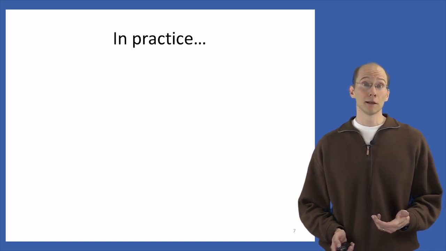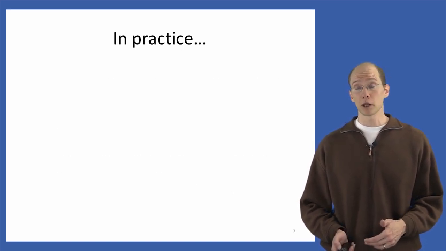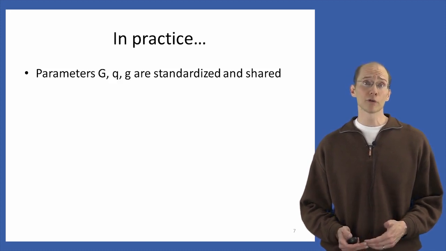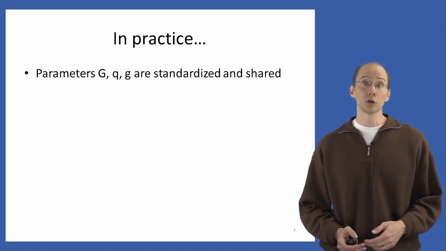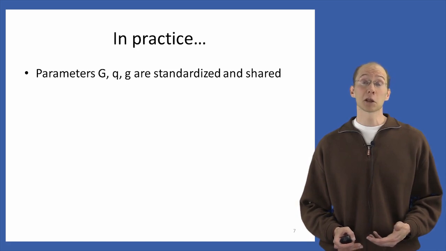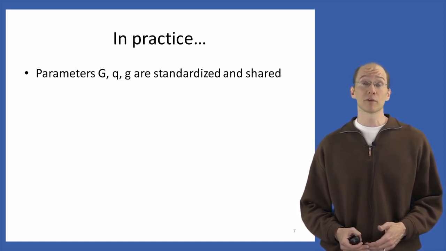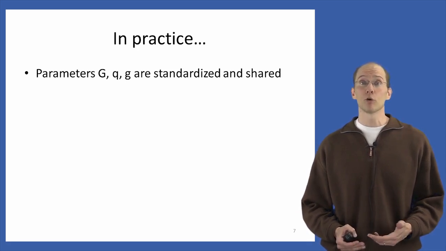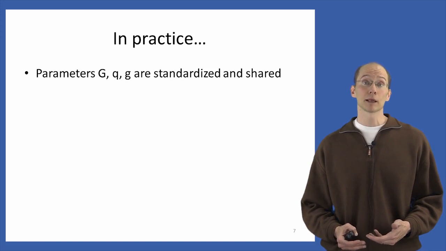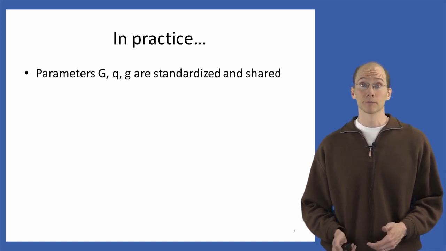Now in practice, just as in the case for Diffie-Hellman key exchange, it's common for the parameters G, q, and g to be standardized, fixed, and shared. So there's no need then to generate these parameters on your own at the time of key generation. Instead, key generation would simply consist of choosing a uniform exponent x and letting your public key be equal to g to the x.